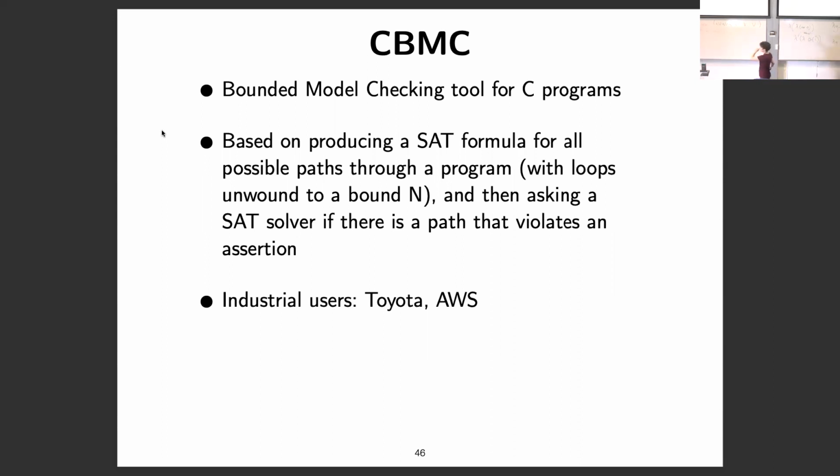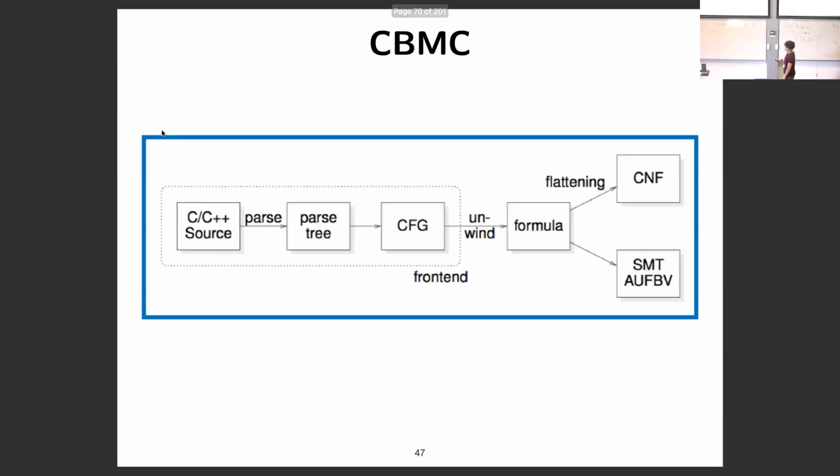The reason I'm telling you about CBMC, apart from the fact that it comes from Oxford and I did my PhD in Oxford and I've used it so I know how to use it, is because it is, I would say, certainly one of the most industrially used verification tools. So it's been used in a couple of automotive companies. I've listed Toyota here. There was another one that I've forgotten. But it's used by Amazon Web Services massively. And if you had a C program that you wanted to run bounded model checking on, CBMC would be the one that is most likely to work out of the box.